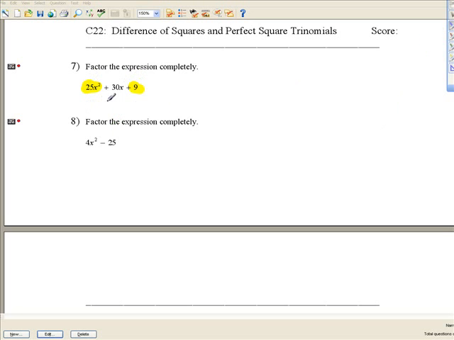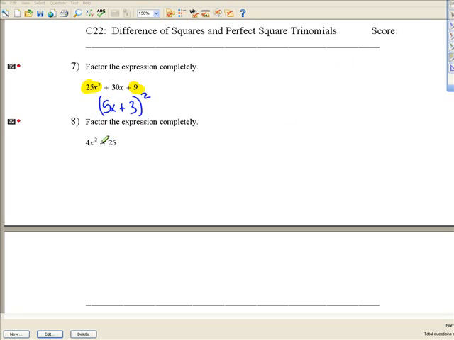The square root of 5x squared is 5x. The square root of 9 is 3. If I multiply these two terms together, I get 15x, and if I double it, I get 30. So that's good. This does fit the pattern of a perfect square trinomial. So the factorization would be 5x plus 3 times itself, or 5x plus 3 quantity squared. That one's done.